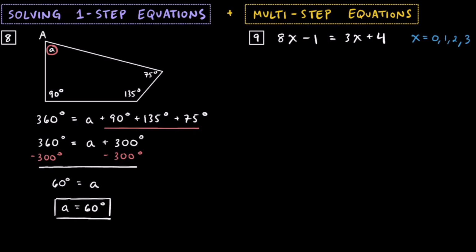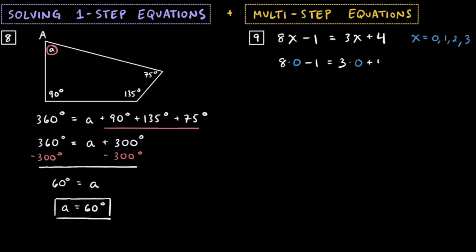So we can go ahead and substitute each of these to try. So I'll start with 0, and we're going to go until we find one of them. So we have 8x. So what does 8x mean? That means 8 times x. So let's say if x is 0. So 8 times 0 minus 1 is equal to 3 times 0, and then plus 4.